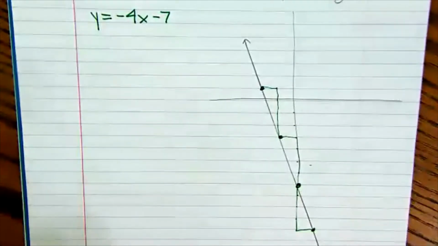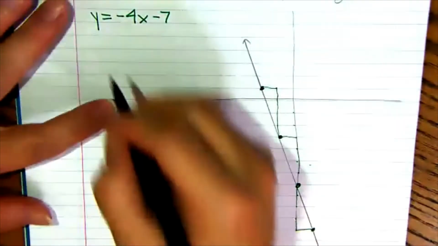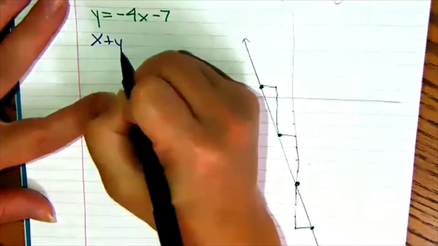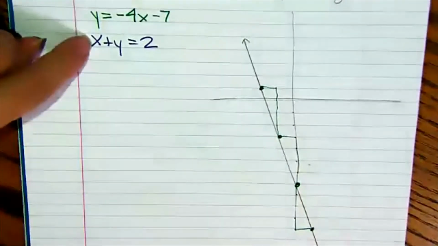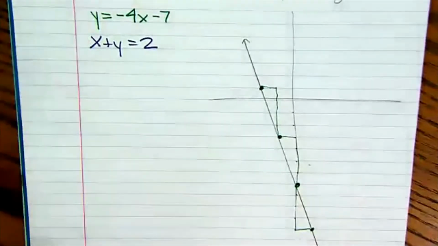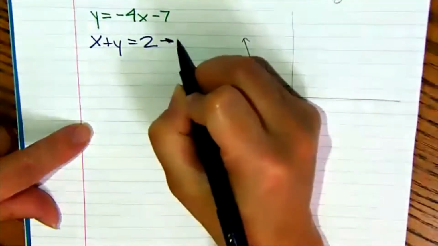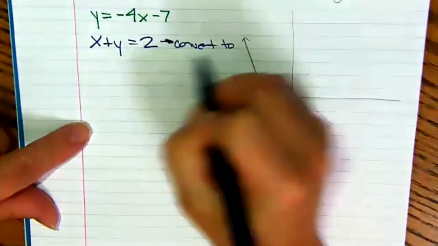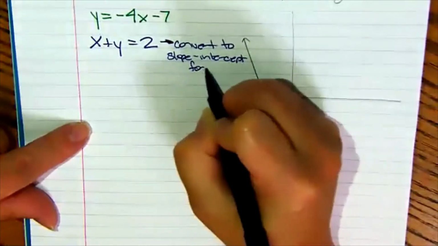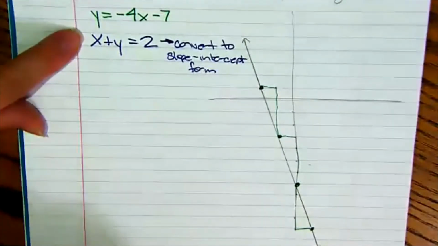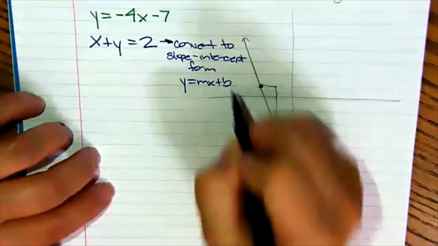Now my second equation, because we're talking about a system of equations, which means more than one. My second equation is x plus y equals 2. Okay, exactly how am I supposed to graph this? I can create a table, or I can convert this to slope-intercept form. So we can take this equation and we can convert it to slope-intercept form. Y equals mx plus b.